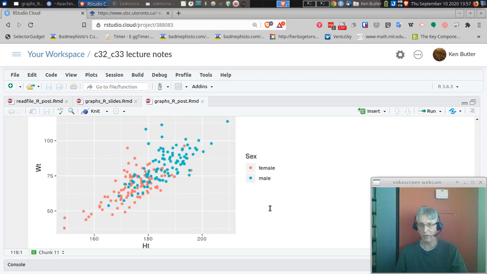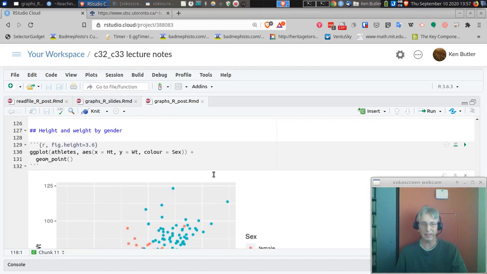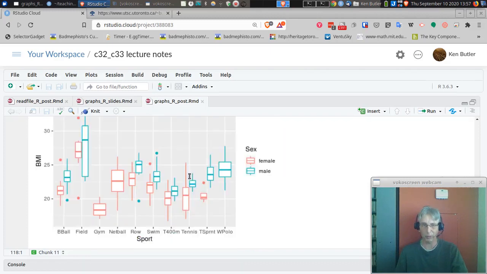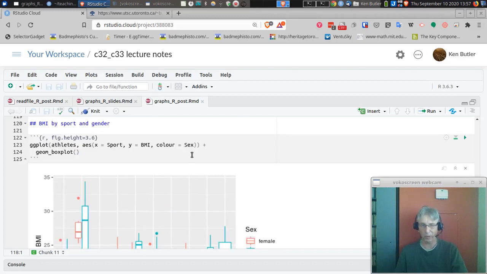So there is a bit of mixing up, but the overall picture is the males are bigger than the females, taller and heavier. And if that's the story you want to tell, this is a good kind of graph to tell it with. So I think we're beginning to get the idea here that we can add things like colour to any other graph to distinguish points that belong to groups by colour. Or we can add colour to box plots to get box plots of a different colour according to whether they're male or female.